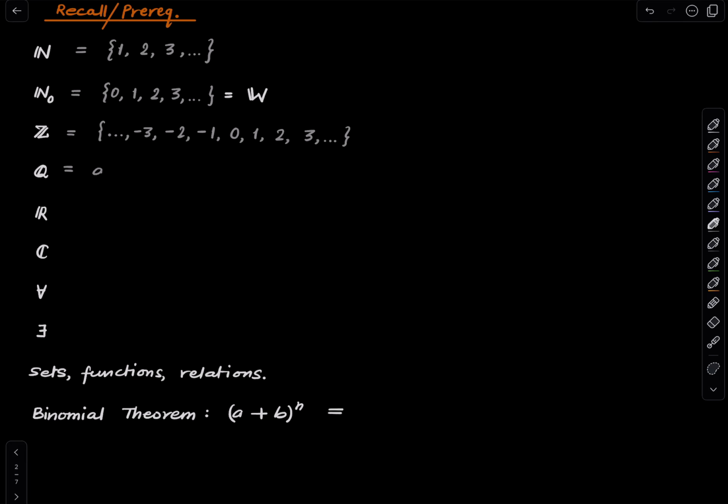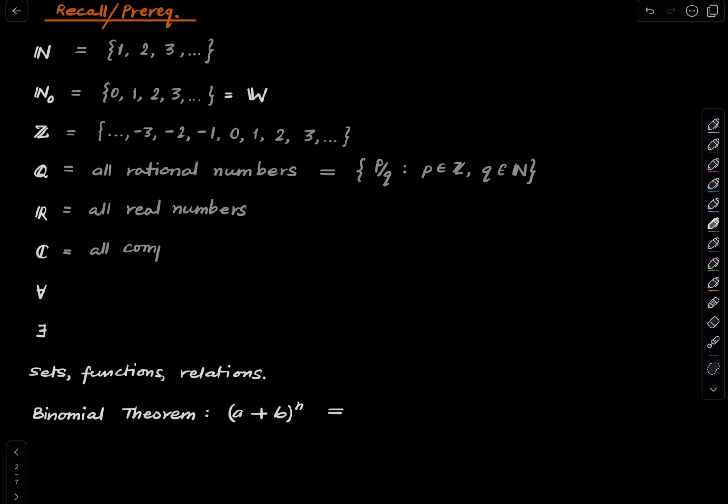Then all rational numbers. And one way to express this set is the following: P divided by Q, where P is any integer and Q is a natural number. Right? Then we have all real numbers. And there is no succinct way of expressing that. This is all complex numbers, which may be expressed as follows.